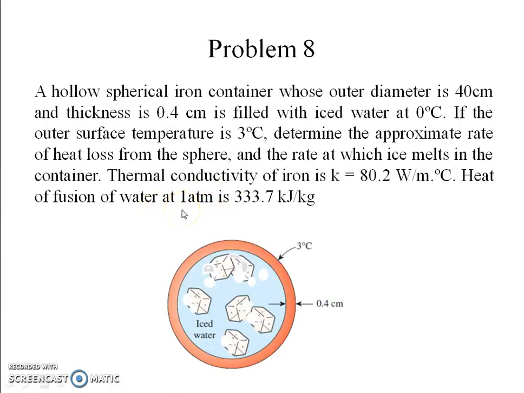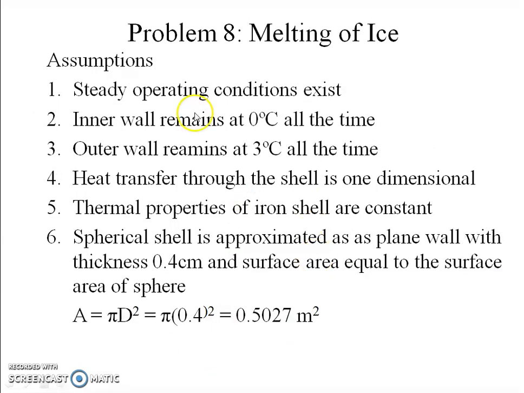What is heat of fusion? It is the latent heat which is required to convert 1 kg of ice to 1 kg of water. So the amount of heat which is required to convert 1 kg of ice to 1 kg of water is 333.7 kilojoules per kg. Okay, so we have to make the following assumptions.